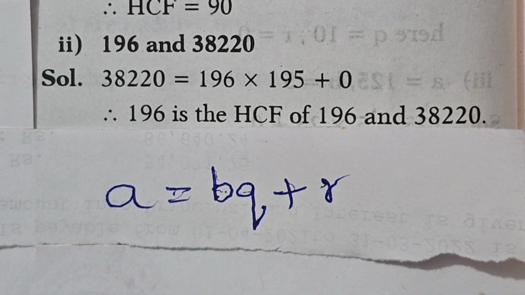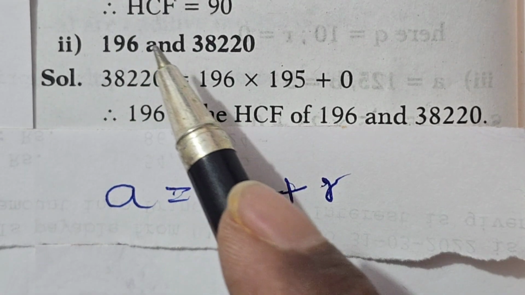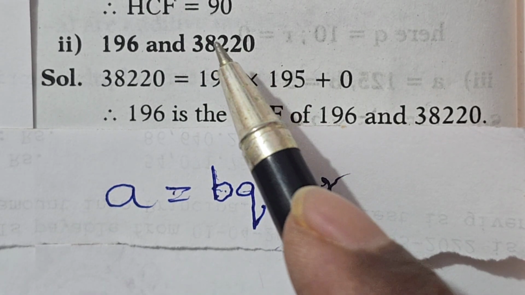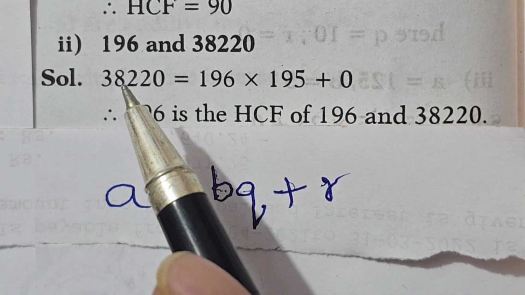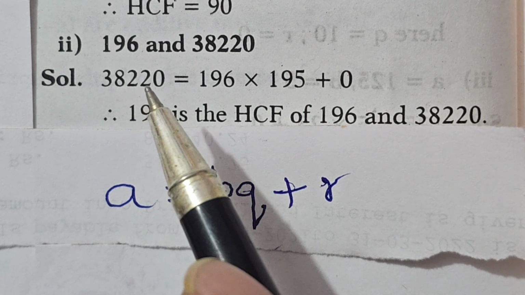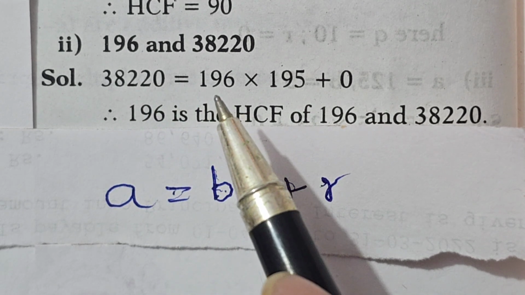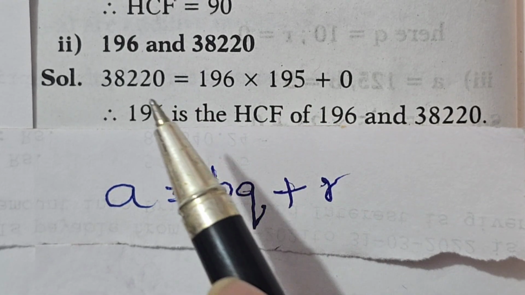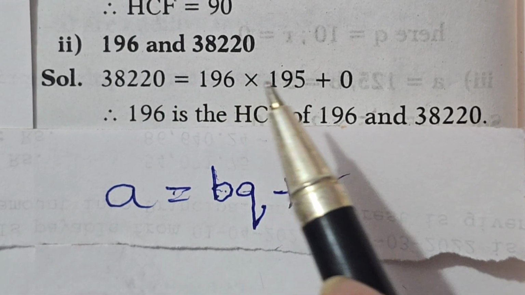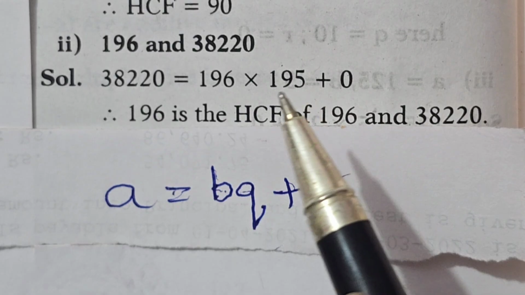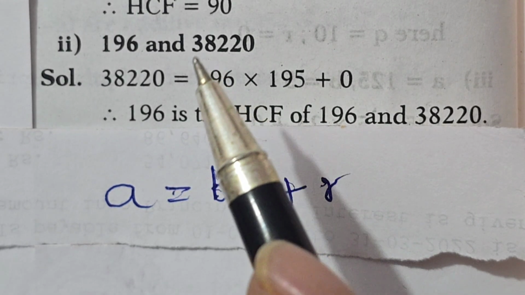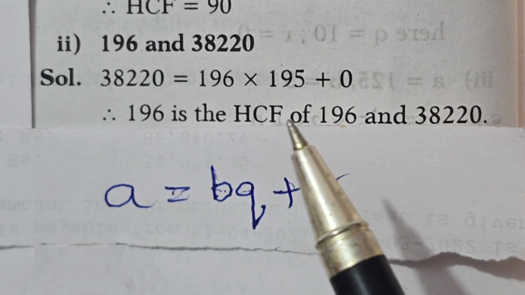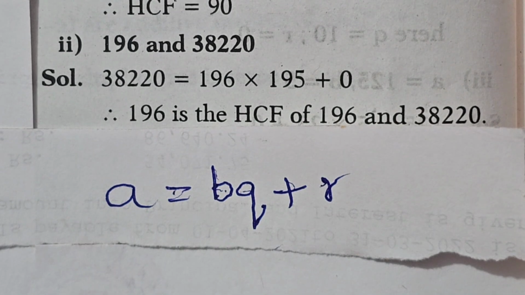Now see this example. 196 and 38,220. This is a big value. So take a equal to 38,220. 38,220 is equal to 196 into 195 times, which is 38,220. So there is no remainder. So what is the HCF? This b becomes the HCF. Therefore 196 is the HCF of 196 and 38,220.